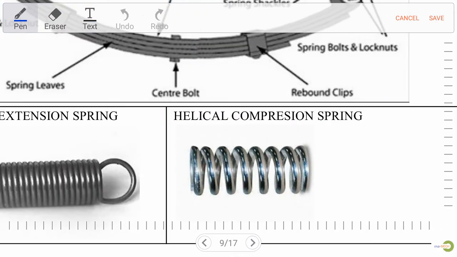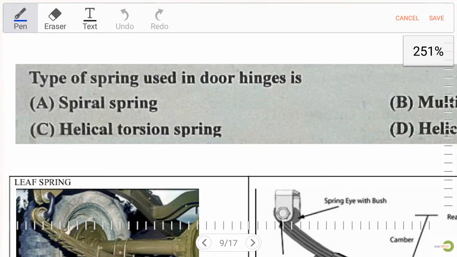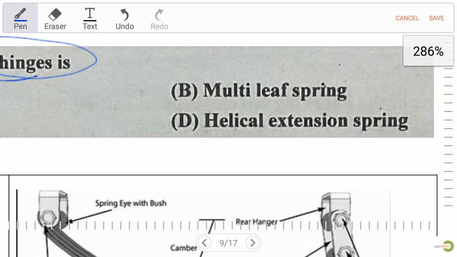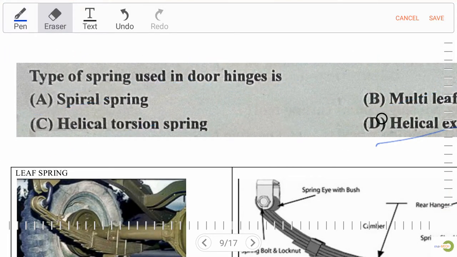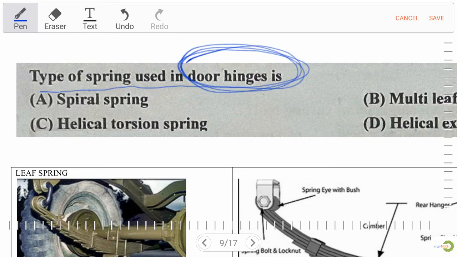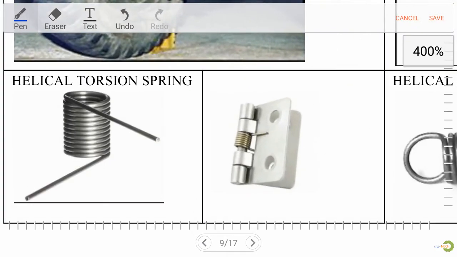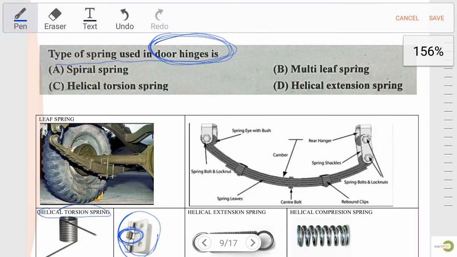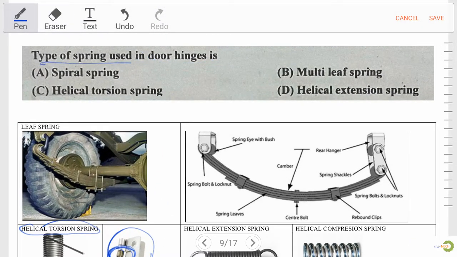Now let's move to the next detail. The type of spring used in a door hinge is: option A, spiral spring; option B, helical torsion spring; option C, multi-leaf spring; and option D, helical extension spring. First of all, let's focus on the question again: type of spring used in a door hinge. So we should know about the door hinge. Everybody knows a door hinge looks like this figure, with this helical torsion spring over here. Let me overlap. So our right answer is helical torsion spring.